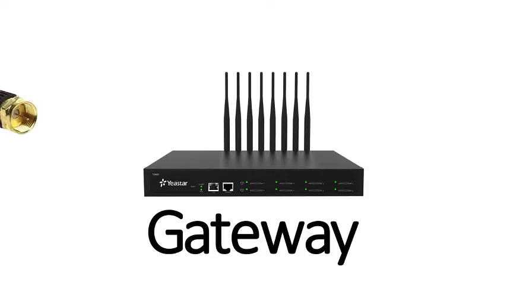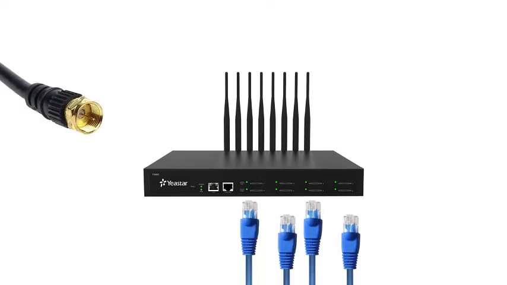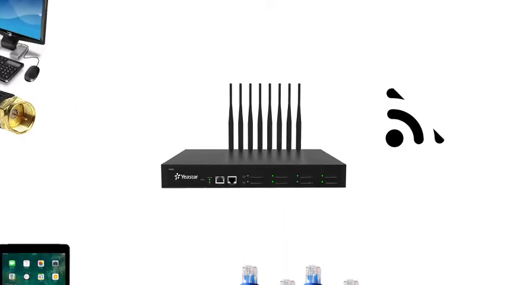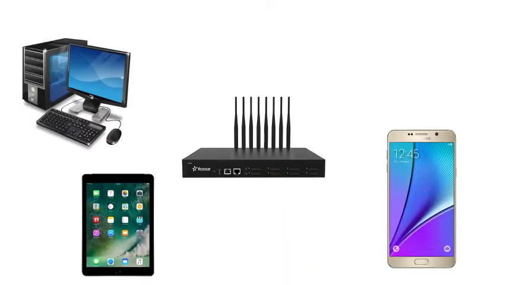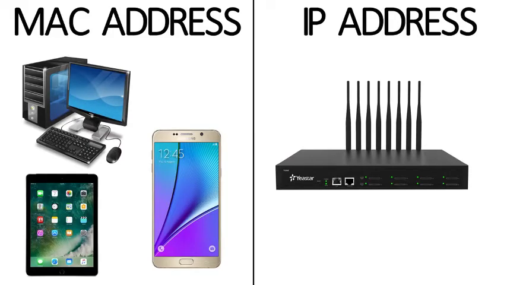The gateway plugs into that coaxial outlet in the wall, and it contains several Ethernet ports and provides a Wi-Fi signal. Your computers, phones, and tablets can connect to the gateway with Ethernet cables or by connecting to the Wi-Fi. A MAC address is the way the internet recognizes the address of your individual device, while an IP address is essentially the address for the gateway, or rather for the coaxial outlet it's plugged into.